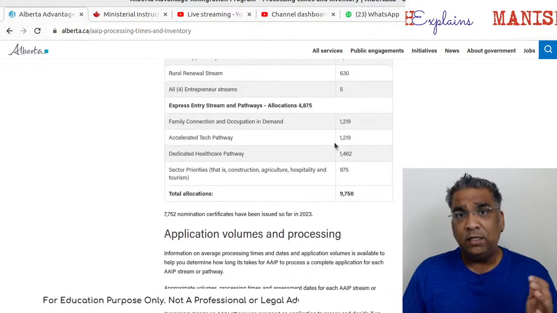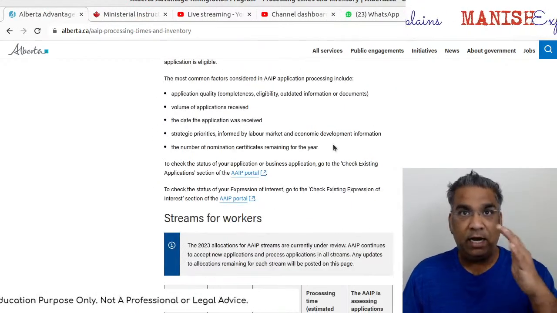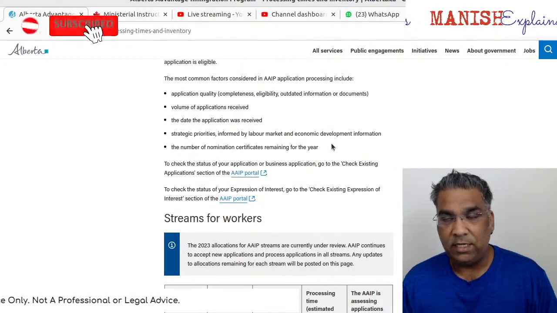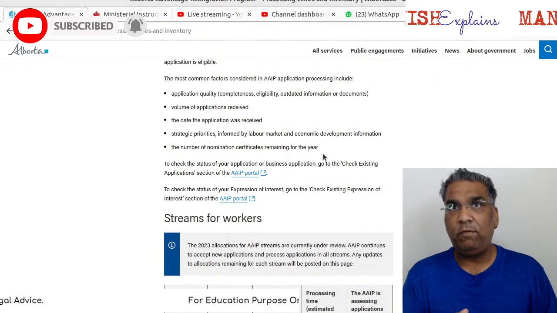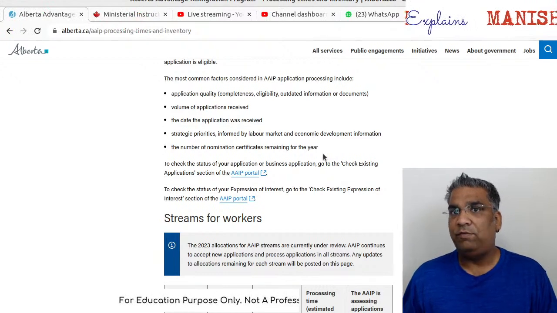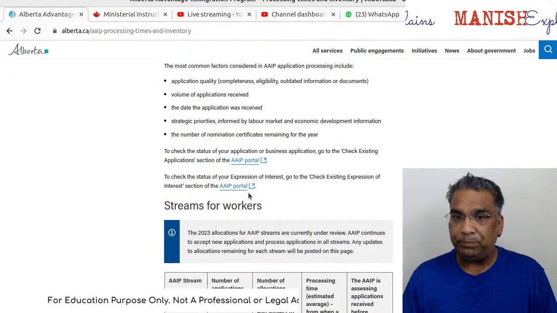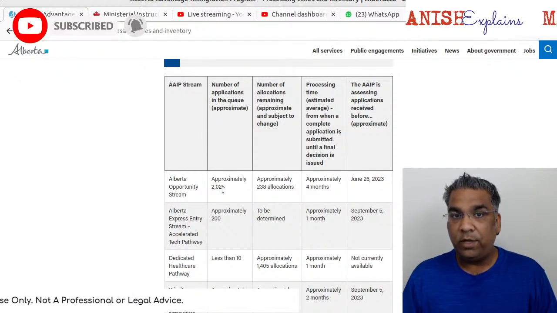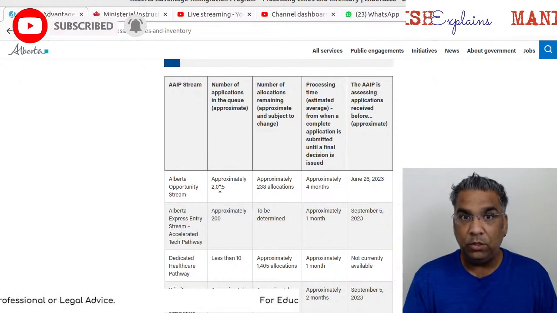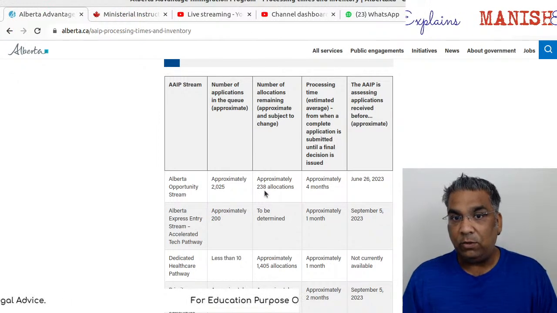And the number of allocations can change, as I just showed you. They still have 2000 applications remaining, and we have about 3.5 months remaining in this year. So 2025 applications are in the queue, and 238 allocations are remaining.